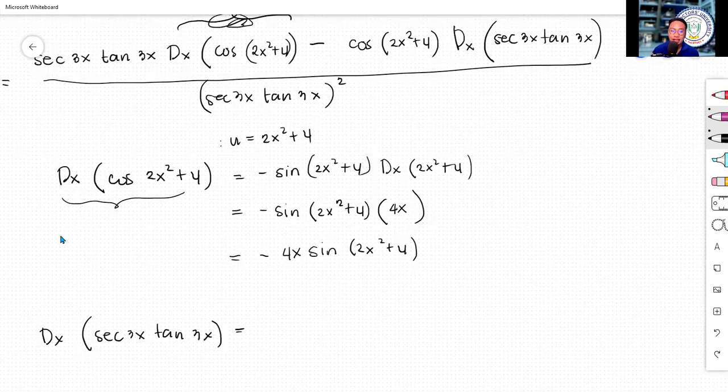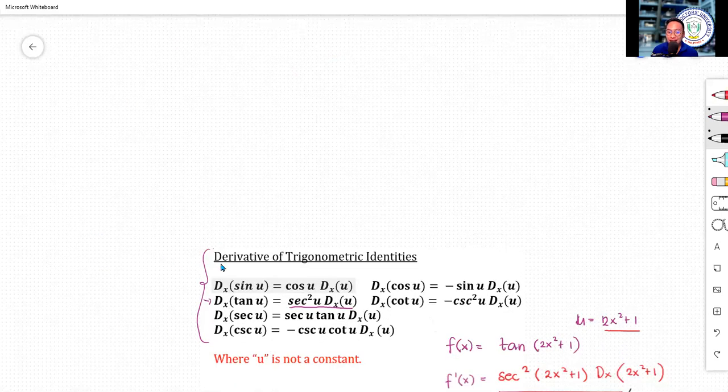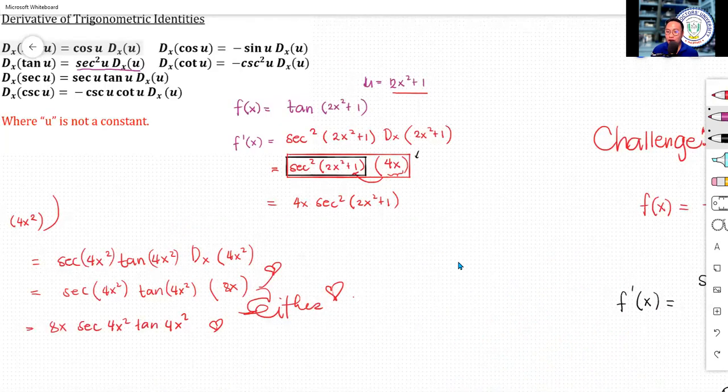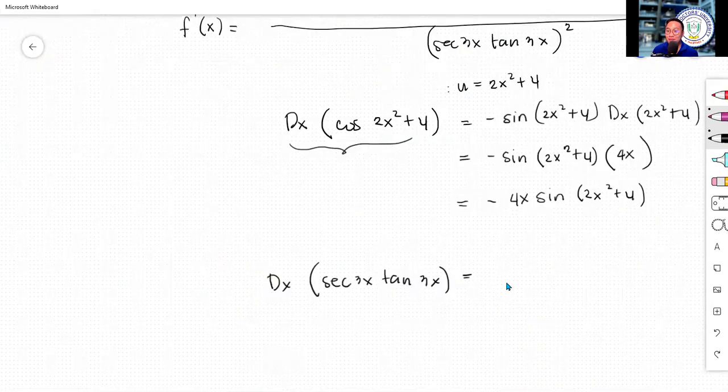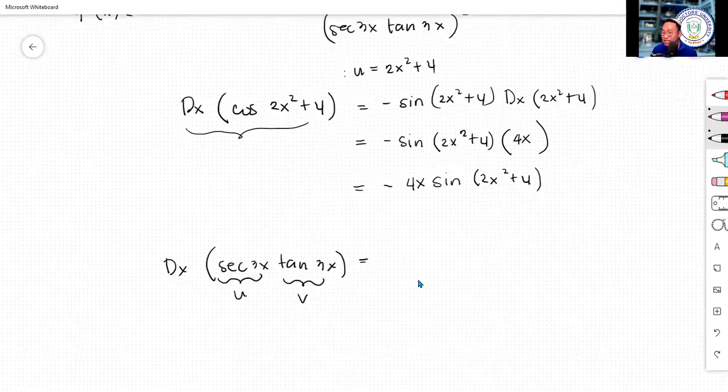Now, if we take a look here, guys, in the formula there is no entry with secant and tan together. Each one is separate: sin u, tan u, secant u, cosecant u, cosine u, cotangent u. There is no secant-tan. So where does it go, sir? What you will use is the product rule. This is going to be the u, this is going to be the v. It's a combination of the quotient rule, the product rule and the trigonometric identity.